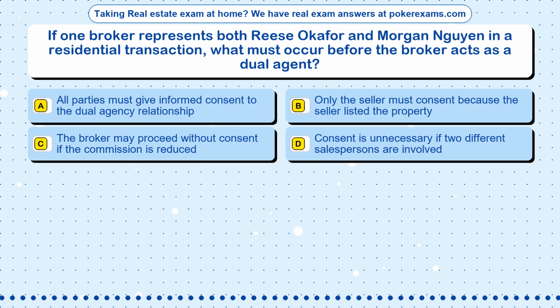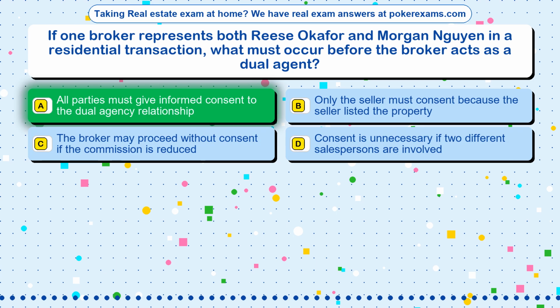Question 73. If one broker represents both Reese Okafor and Morgan Gwynn in a residential transaction, what must occur before the broker acts as a dual agent? Option A. All parties must give informed consent to the dual agency relationship. Option B. Only the seller must consent because the seller listed the property. Option C. The broker may proceed without consent if the commission is reduced. Option D. Consent is unnecessary if two different salespersons are involved.